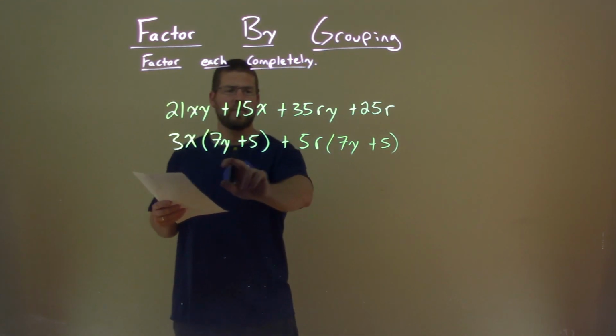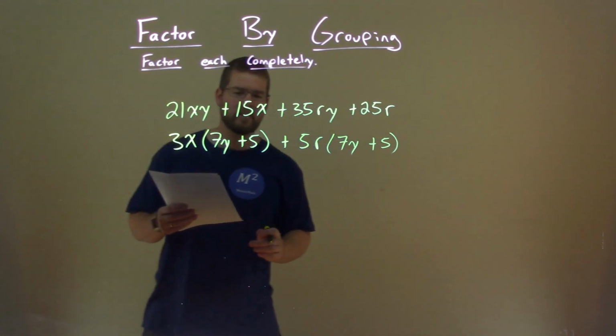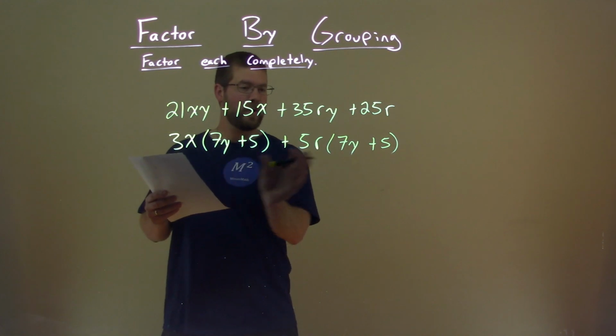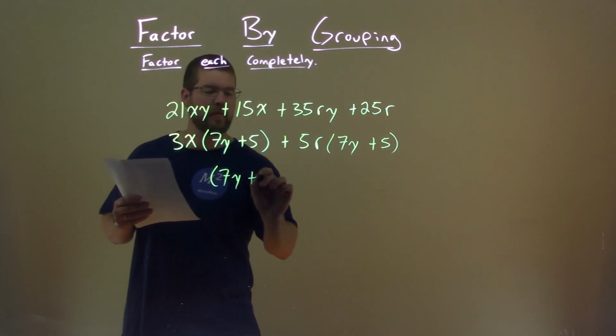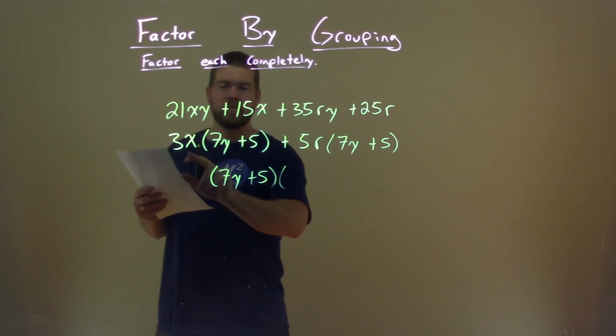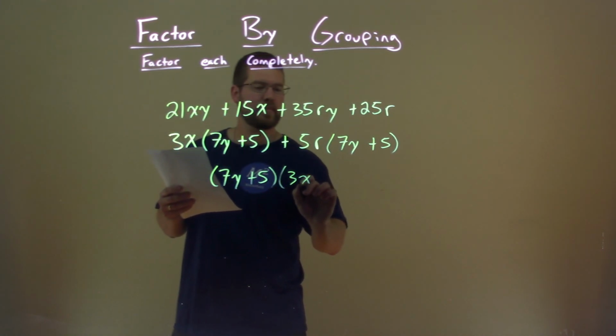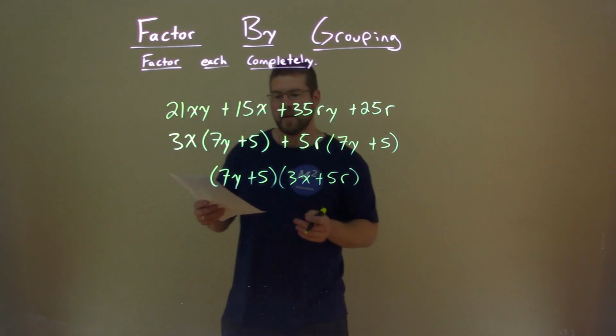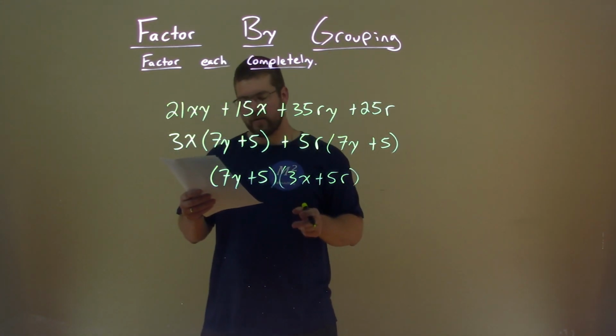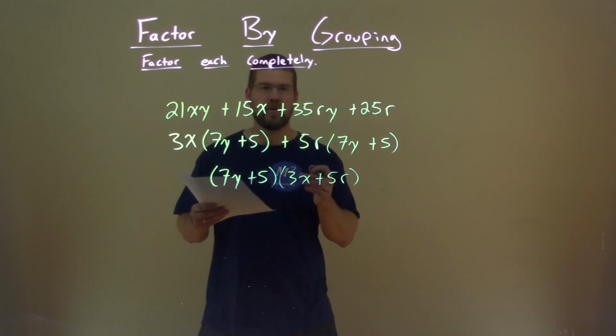So now 7y plus 5 is written twice. Since it's written twice in both parts, let's pull that out. Pull out a 7y plus 5 here. Bring down the 3x and the 5r that are left over. And we actually now have our final answer, 7y plus 5 times 3x plus 5r.